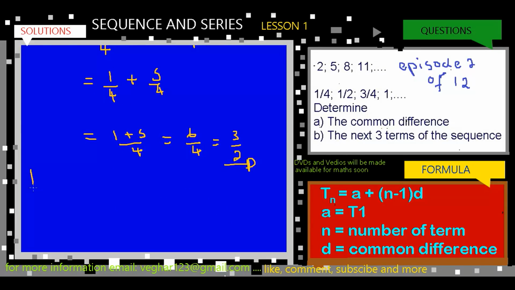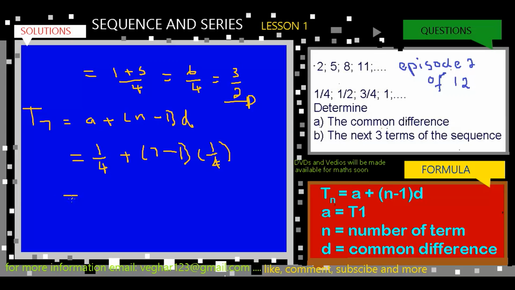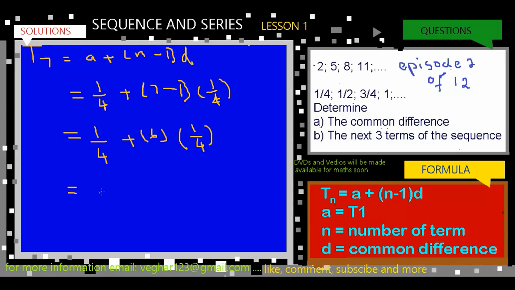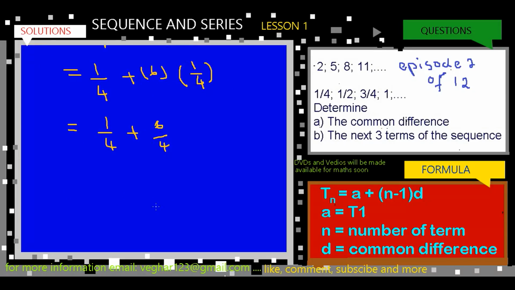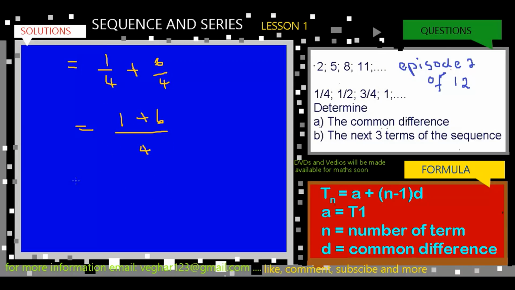Then term number 7. 1 over 4 plus 7 minus 1, times the common difference, which is 1 over 4. So 6 over 4. The common denominator is 4. Adding this, it's 7 over 4.